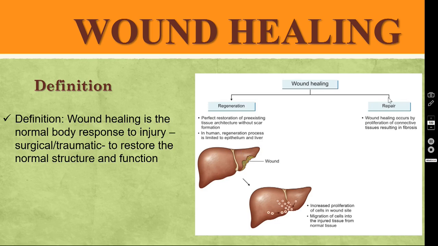Whereas the commonest form of wound healing is by repair, the inflammatory process, and the four stages of wound healing. This occurs mainly by the proliferation of connective tissues resulting in fibrosis that results in scar formation.